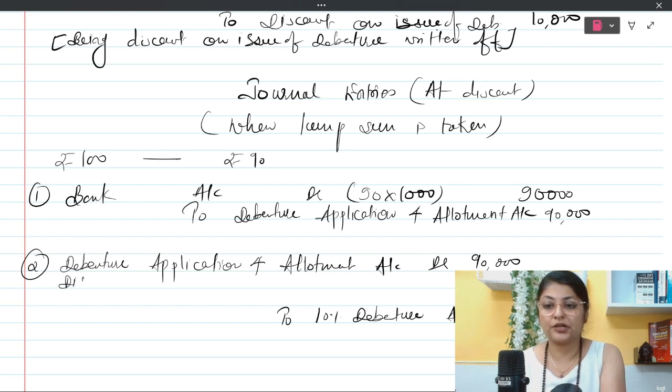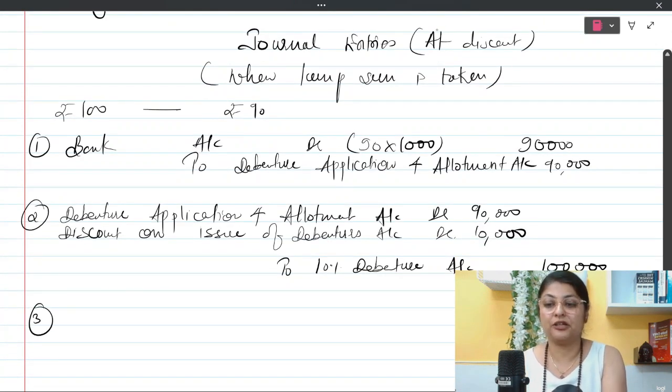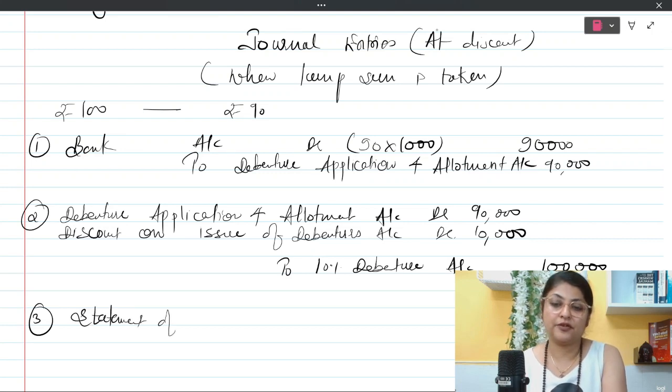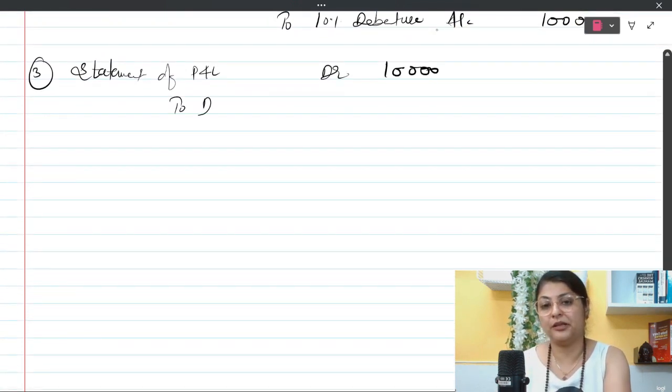How are we going to write that? We will open this account, discount on issue of debenture account. Discount on issue of debenture account will be debited with rupees 10,000, and later on this account will be closed like in the previous case. So the next entry will be statement of P&L. In absence of any other information, we will assume that it is written off from statement of P&L. Statement of P&L will be debited with 10,000 rupees and discount on issue of debenture will be credited.